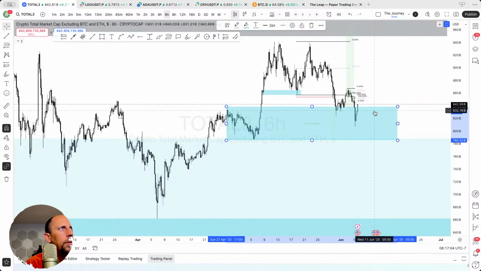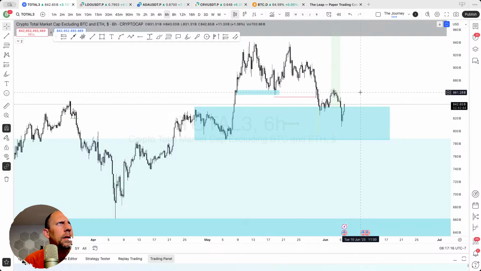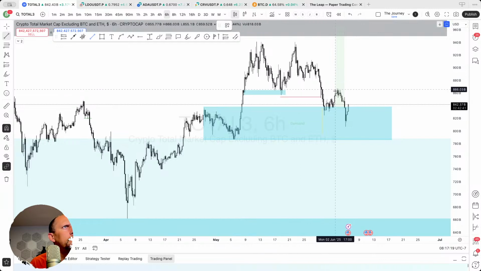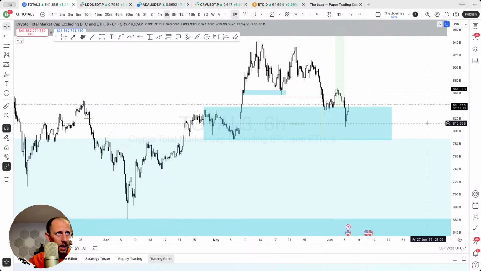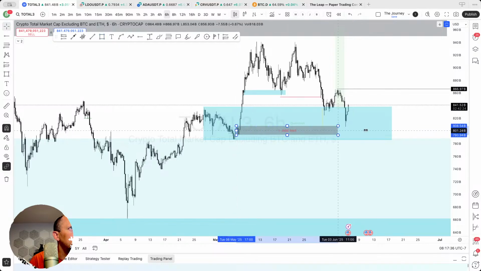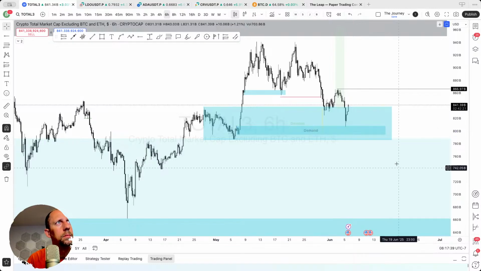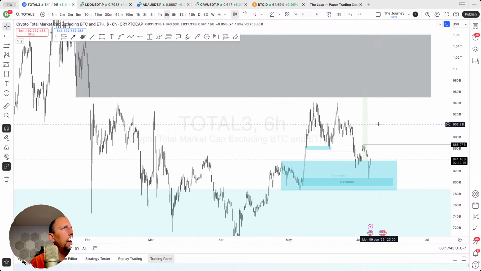Okay, maybe I got a little ahead of myself. I thought I was somewhere else on the chart. All right, total three. 866 billion is going to be hella bullish. That is going to be hella bullish.